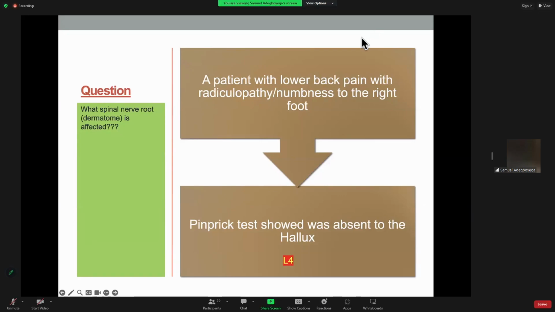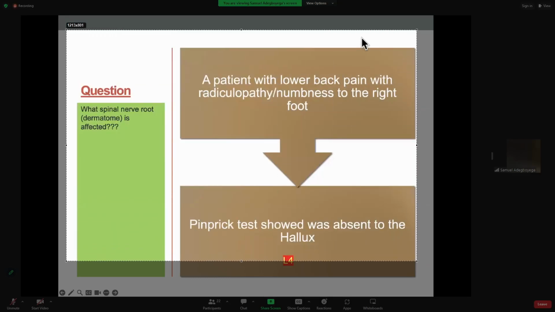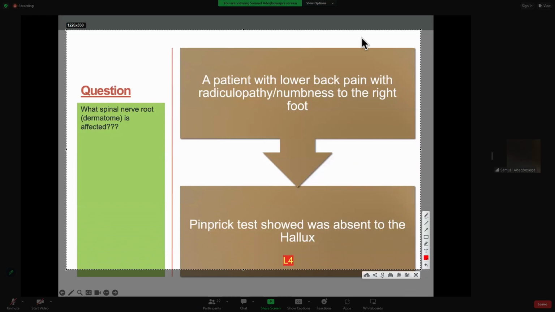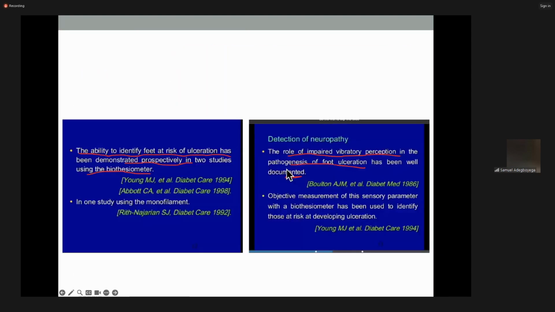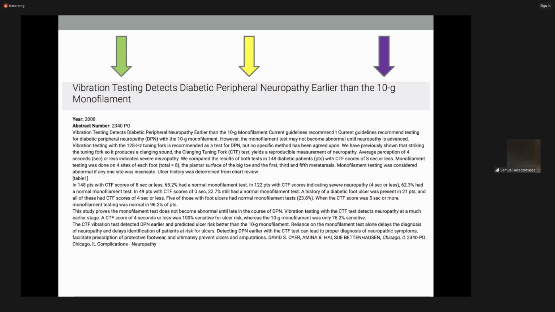So let's ask a question. Andrew, Celia, you here? Yes, sir. Okay, you have a patient that's got lower back pain with radiculopathy and numbness to the right foot. You do a pinprick test on the big toe and it was absent. What nerve root is affected? L4 or L5? L4. Okay, that's the kind of question you guys are going to be getting. We discussed that already.